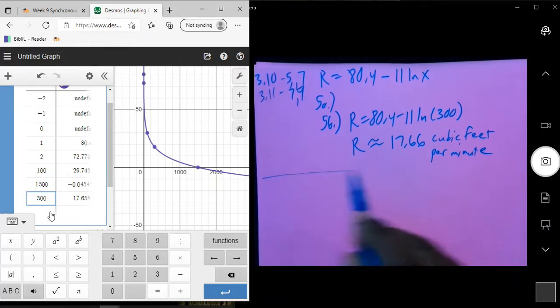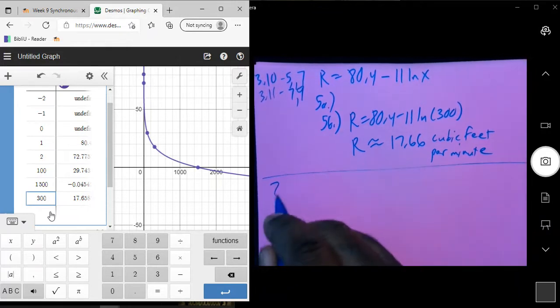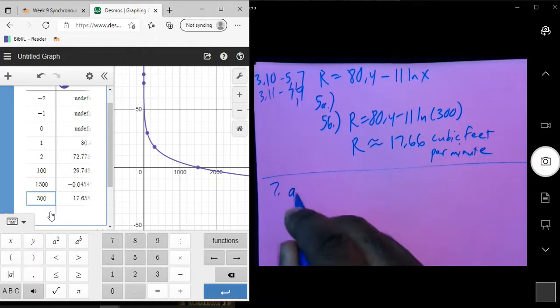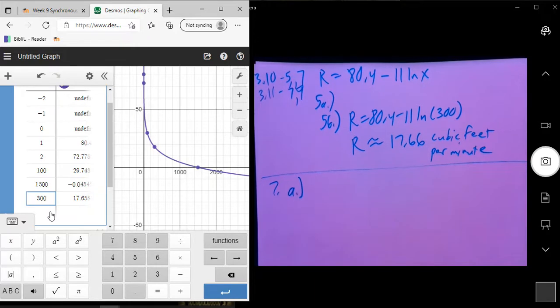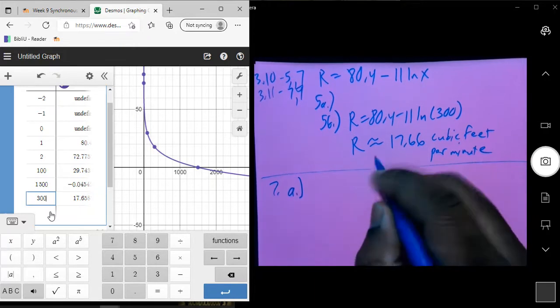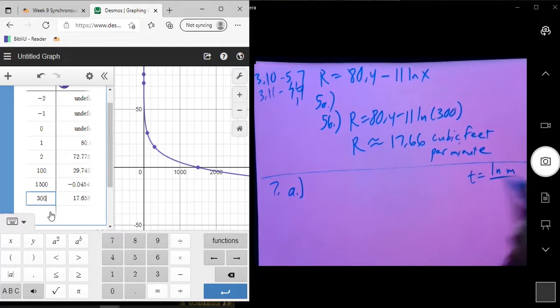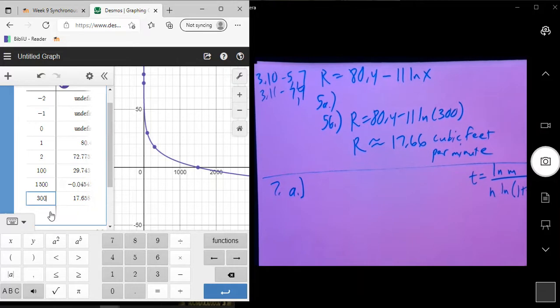Okay, next, we'll do problem number 7. Number 7 was a requested problem. So we have 7A. Now we are given this formula here. I'm going to write the formula off to the side, which is T equals the natural log of M all over N times the natural log of 1 plus R over N.